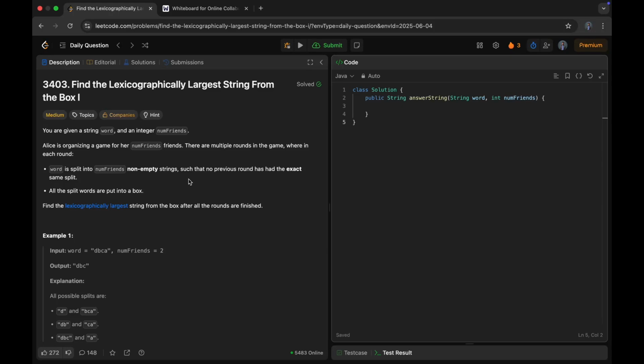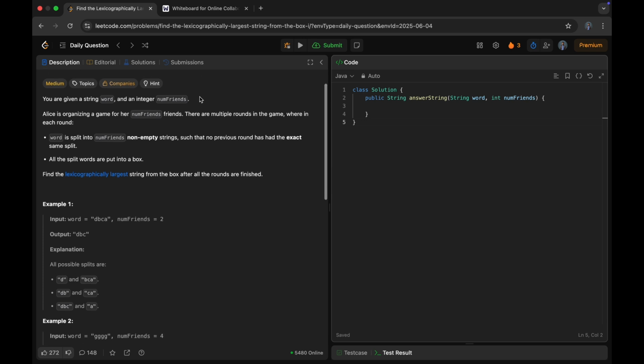Today we are going to solve the Leetcode problem 3403, Find the Lexicographically Largest String From the Box 1. First we will go through the problem description, then we will understand what it is.